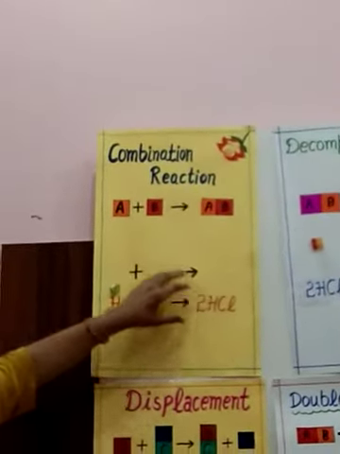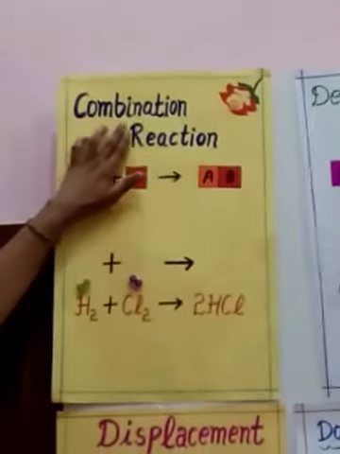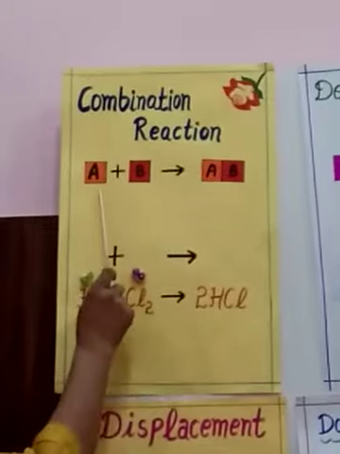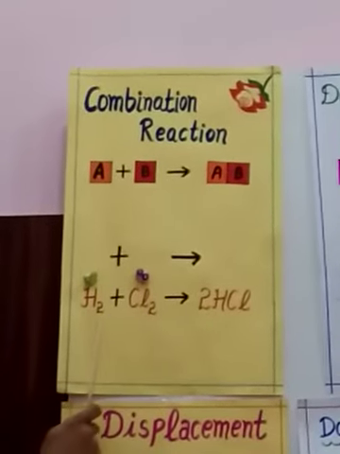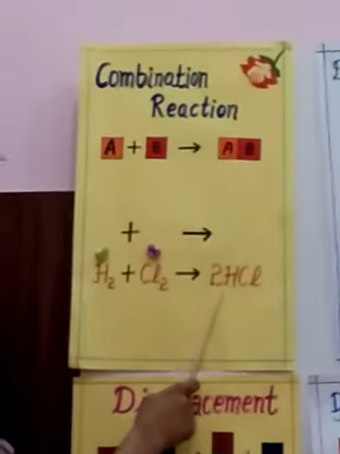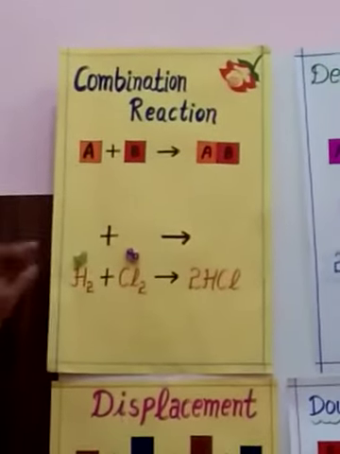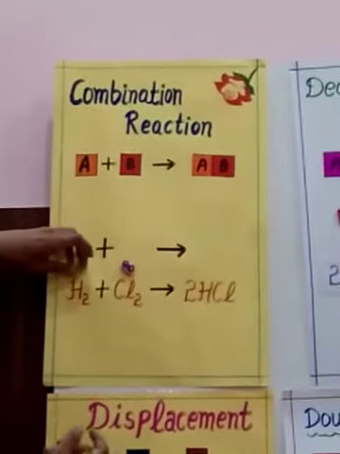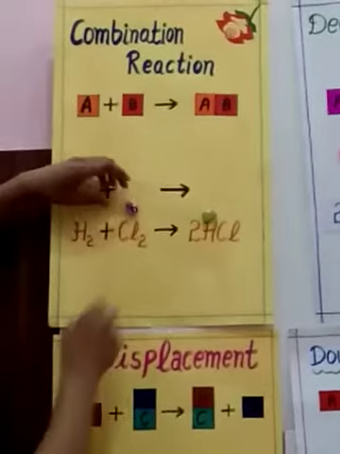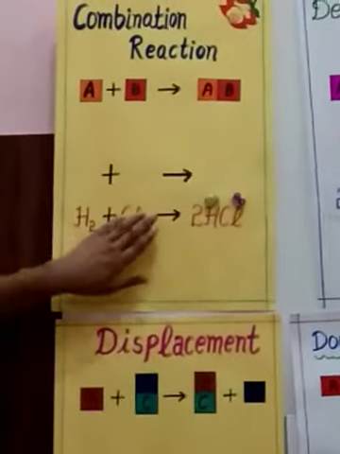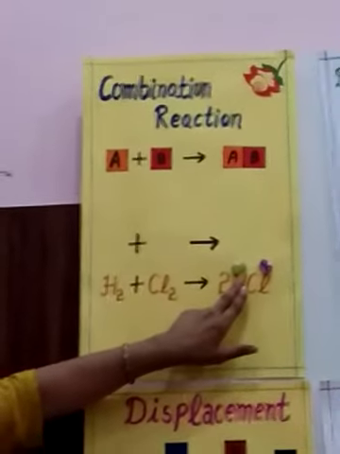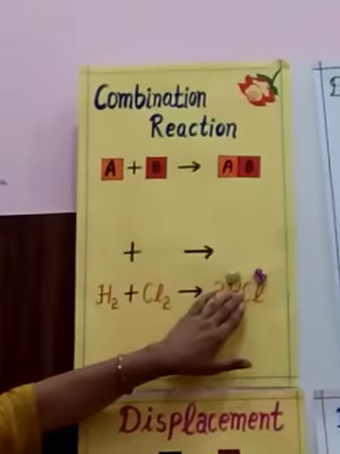Let's start. The first type of chemical reaction is the combination reaction. Combination means addition. Here hydrogen and chlorine combine to form hydrochloric acid. So you can see how this chemical reaction actually takes place. Here hydrogen and chlorine combine to form hydrochloric acid. I use these different colors for distinction.